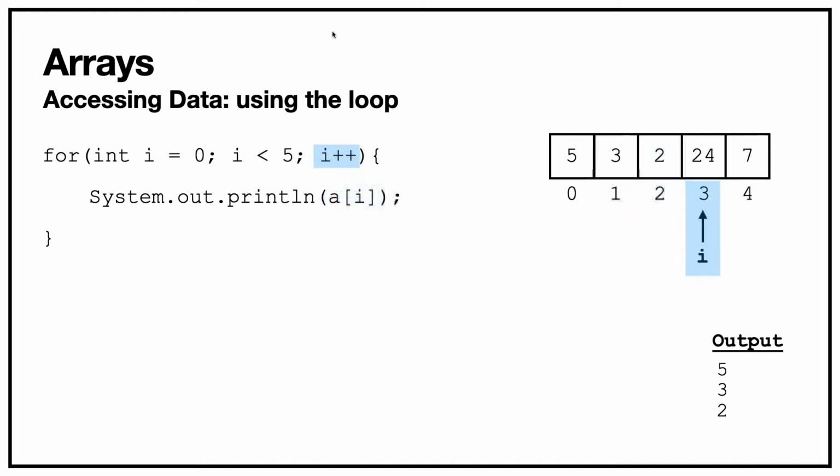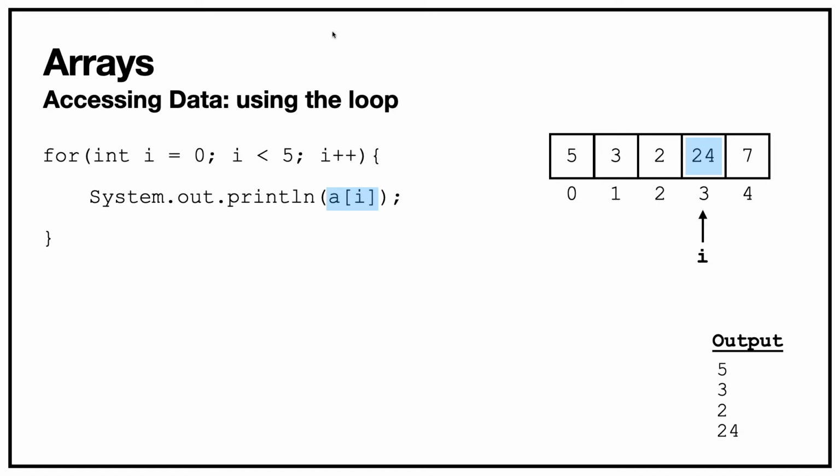We update i++. Now the value is 3. And we're going to go to the check and ask, is 3 less than 5? Which is indeed true. So we're going to go to the body of the loop, System.out.println, array at position 3, which is the value of 24.